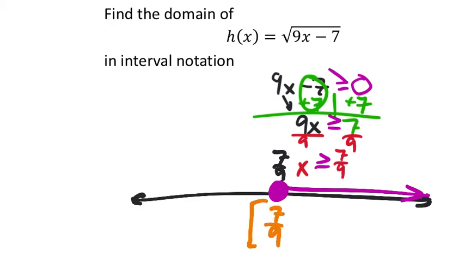it's going to be included. So I put a square bracket there, but it's going to go all the way to infinity. And then I close that with regular parentheses because infinity is never actually included. It's a value we can't actually calculate. So this is the interval right here at the bottom.